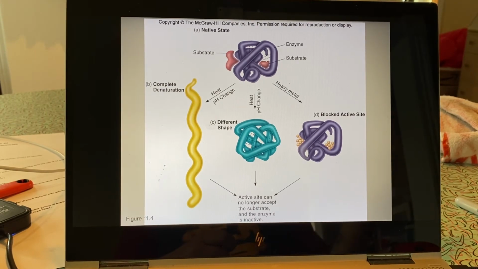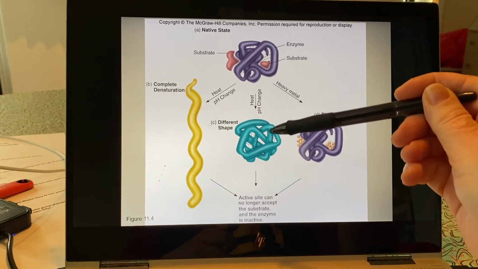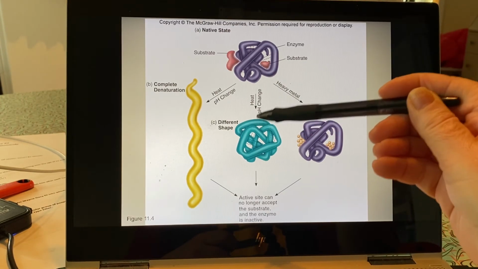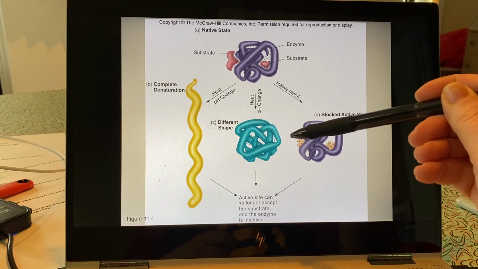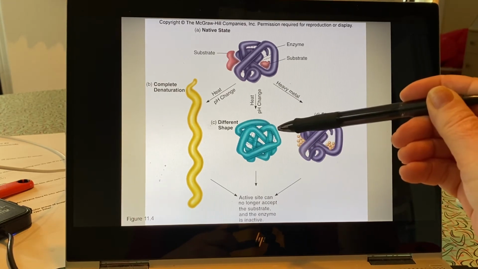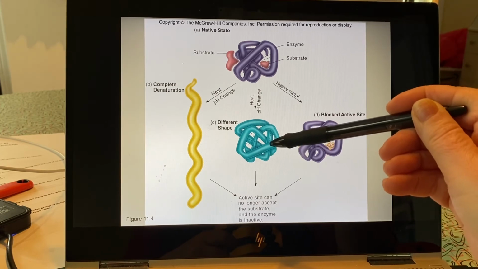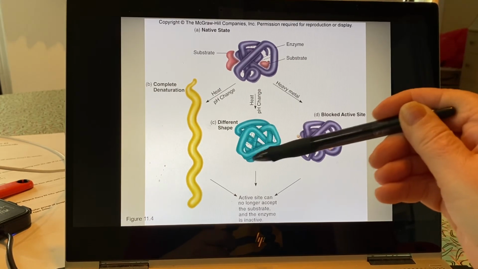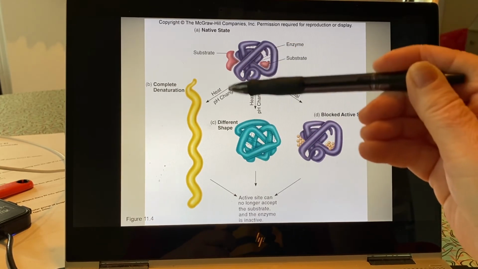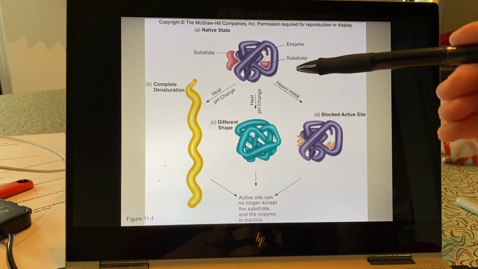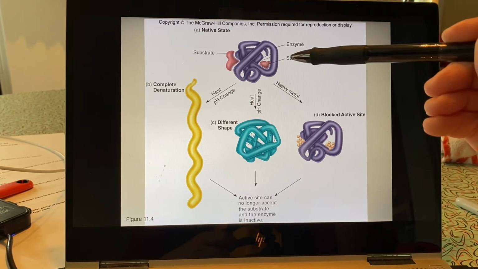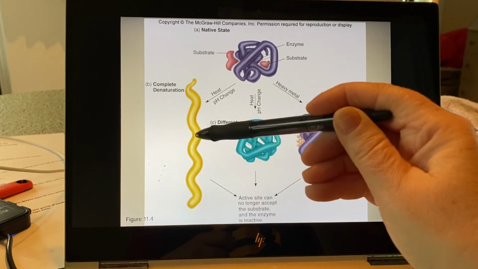There are other things. We talked about this. If you add a little bit of heat, or change the pH a little bit, or monkey with the salt concentration, you can cause it to have a slightly different shape. It's going to work less efficiently. This potentially could renature once that stimulus is removed and then go back to functioning properly. This could not. This is irreversible.